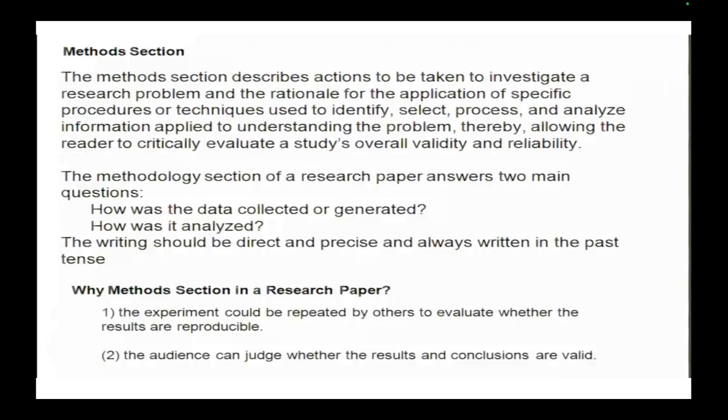So why is the method section important in a research paper? The experiment could be repeated by others to evaluate whether the results are reproducible or not. So you have to describe it properly so that others can follow your method and check whether it is reproducible. The audience can judge whether the results and the conclusions are valid. So the methodology section is very much important, because on the basis of that, the validity of your results can be judged. For example, I will give some example.